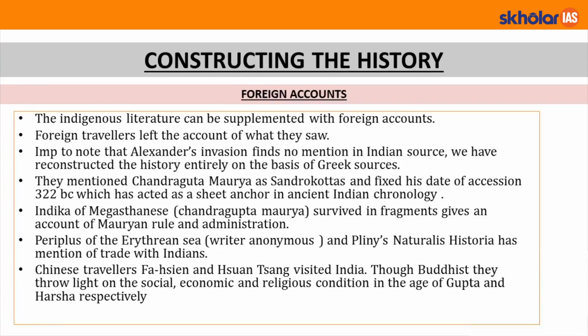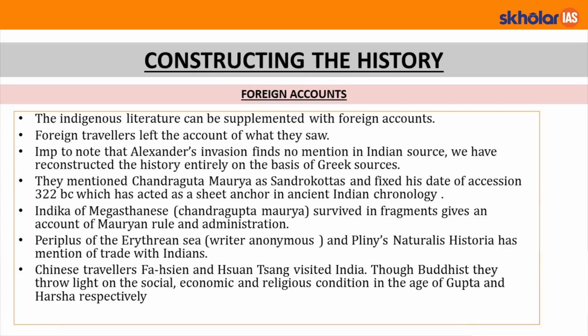Another important work is Indica of Megasthenes. This Megasthenes was deputed to the court of Chandragupta Maurya. He was before this in the court of Seleucus Nicator, who was defeated by Chandragupta Maurya, and Megasthenes was sent as a gift to Chandragupta Maurya. His work, Indica, has survived in fragments and gave us an account of Mauryan rule and administration. Another work is Periplus of the Erythraean Sea. Its writer is still unknown. Pliny's Natural Historia has mentioned trade with Indians.